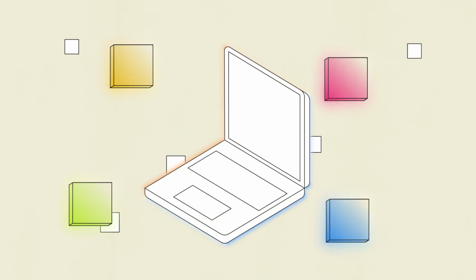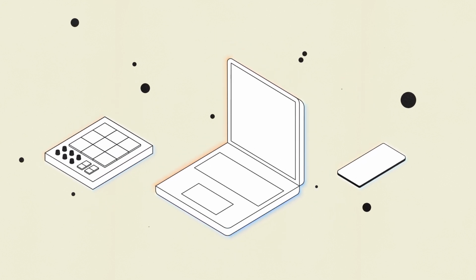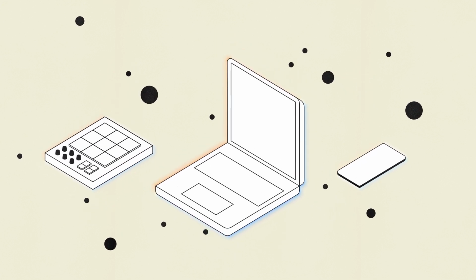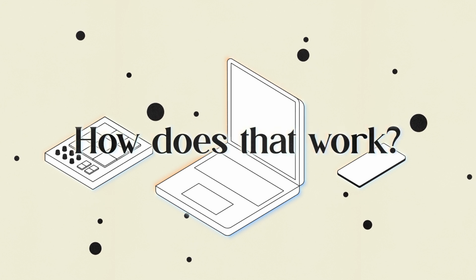These days, it's easy to find music online, but it's also easier than ever to make music. An entire band's worth of sound can be programmed into a single instrument, computer, or even phone. So how does that work?